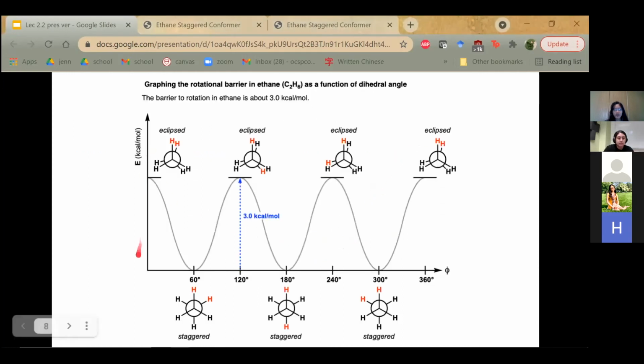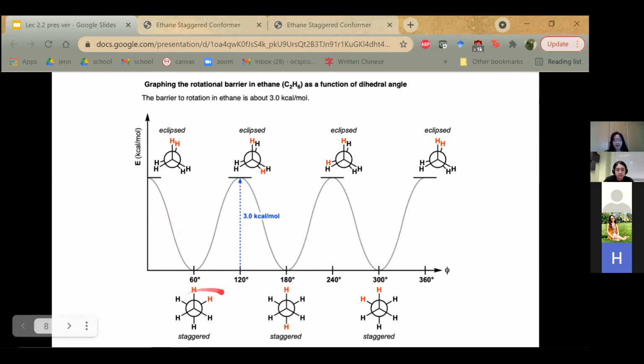So this is our energy diagram. This x-axis is going to be your dihedral angle, the angle between these hydrogens in red. Starting from here, the angle is 0 degrees. At 60 degrees, it's staggered.